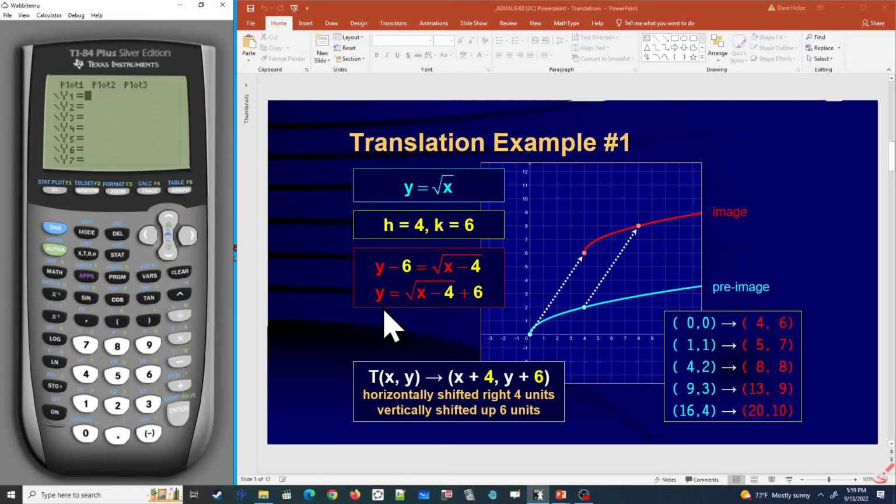So I'm going to type in the square root. Now, the square root key is found above the x squared, so I will hit the second and then hit the x squared to get the square root key.